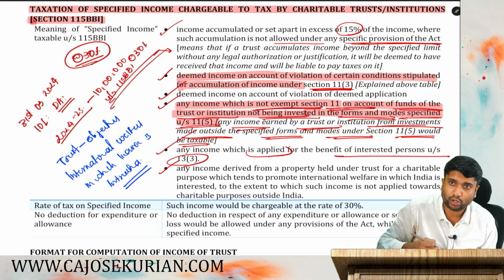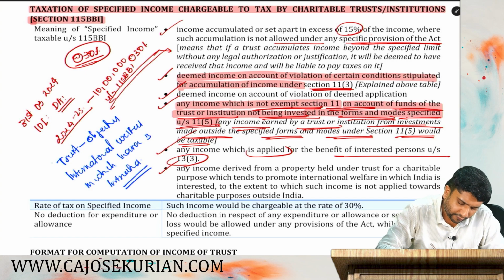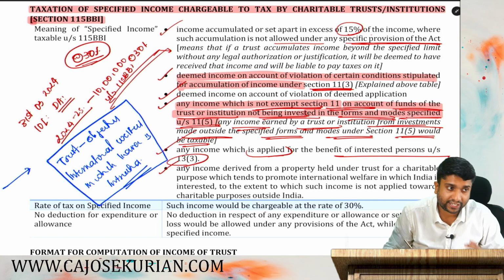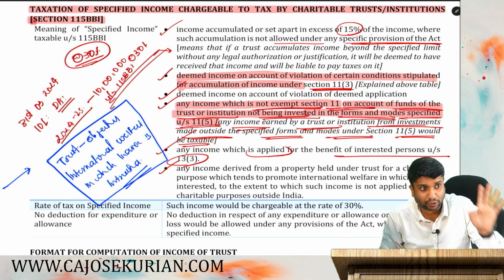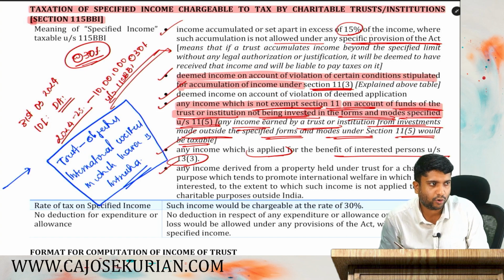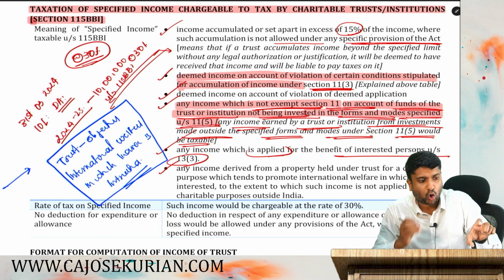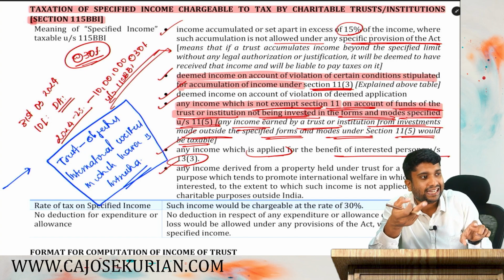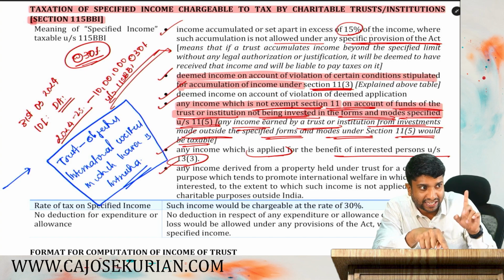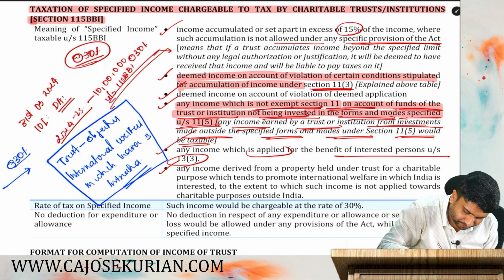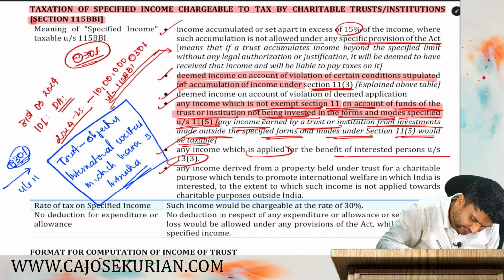Okay, so your objective is international welfare where India is interested. If you are saying this is your object, then all the income that you receive in a year has to be applied for that respective purpose in that year itself. You are a trust which promotes international welfare and you are receiving an amount; all the amount has to be applied in that respective year itself. Any unapplied amount will be subjected to tax at 30% under section 115BBI.